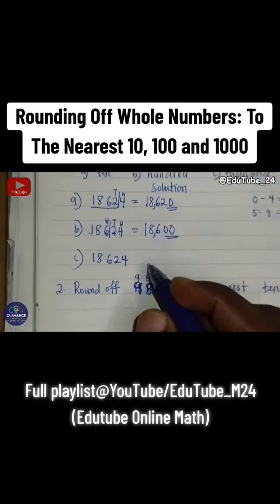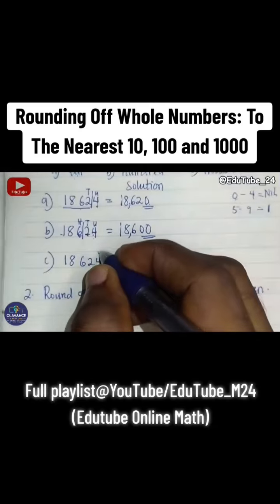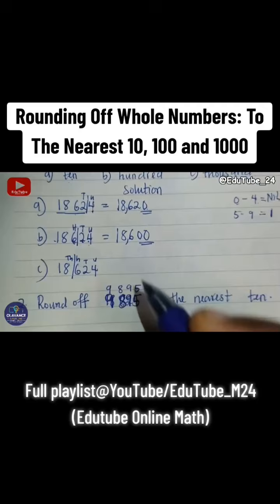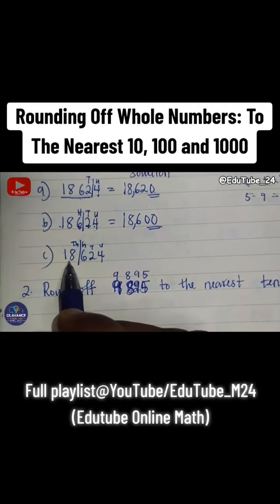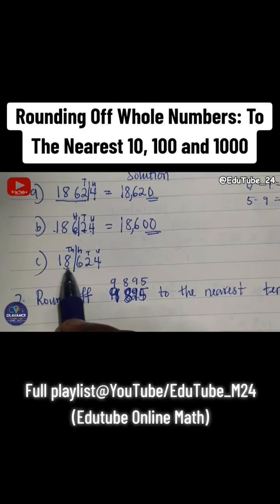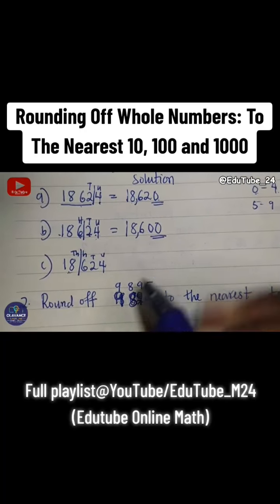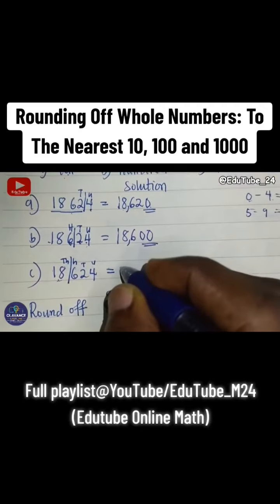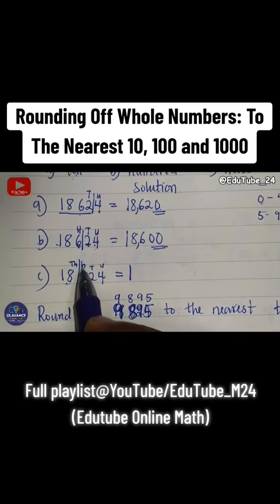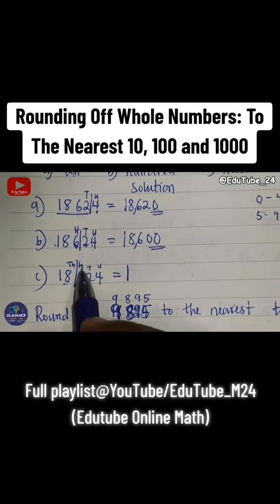18,624 to the nearest 1,000. So this is unit, this is tens, this is 100, and then this is 1,000. So I'm going to put a demarcation. So the numbers that come before the 1,000 place value, all the numbers including 1,000 itself, are going to be written out. But before I write it out, so I write 1, and then the nearest number to the 1,000 place value is certainly what? 100, which is this 600.